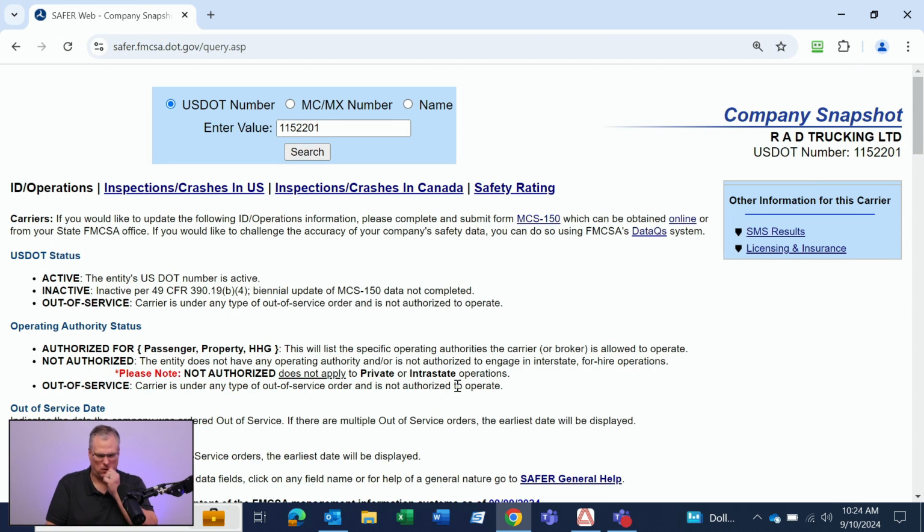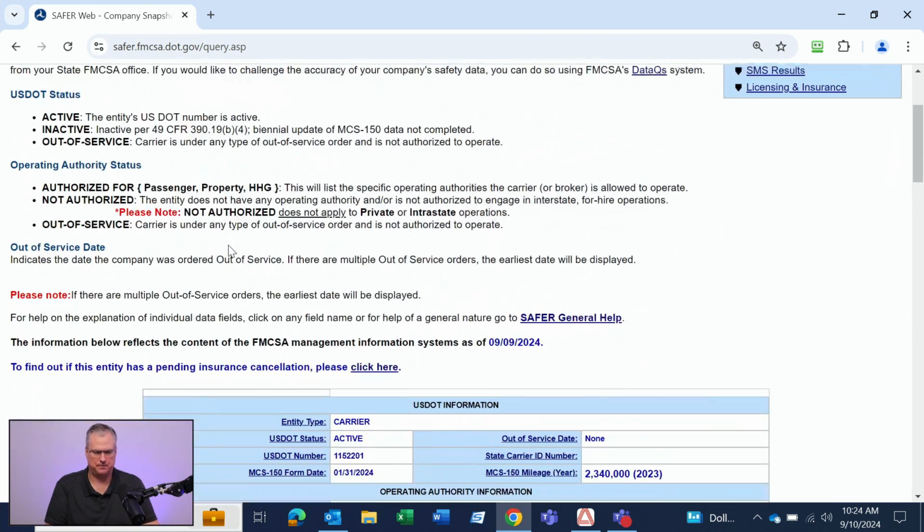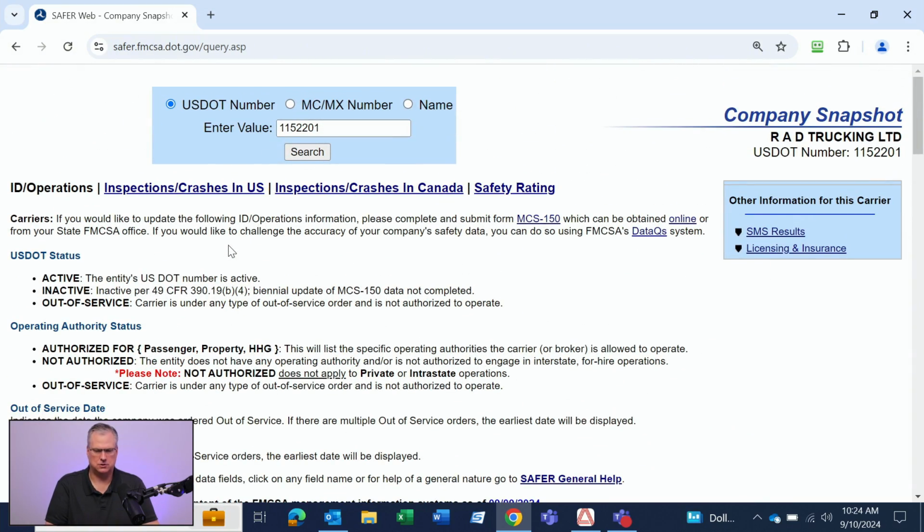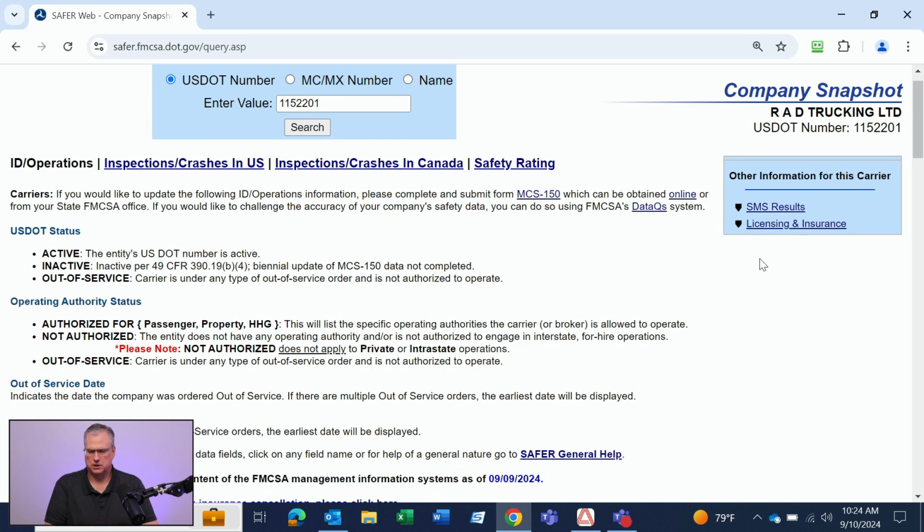This one has quite a bit of data that we're going to look at. So if you'll take a look, this is the main page when you start. Over here to the right, it's going to say SMS Results. That's where we're going to look at your score. If you wanted to look at your licensing and insurance information, there's a link right below that.